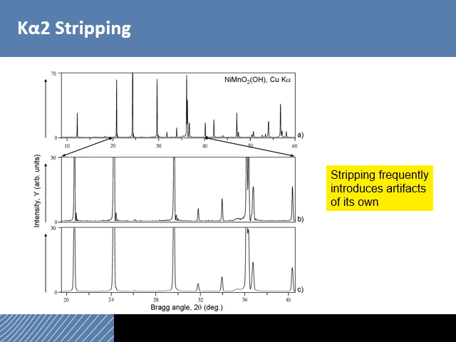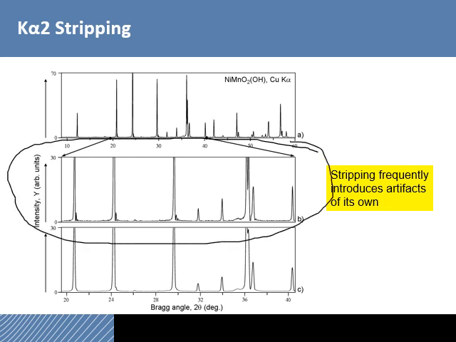K-alpha-2 stripping. Stripping does introduce artifacts of its own. You can mathematically deconvolute the peaks, because we know what the relative intensity of the K-alpha-2 peak is relative to the K-alpha-1 peak. But as you zoom into this pattern, you can see where we strip the K-alpha-2, you get these artifacts in the bottom, right? It really should look like it does in the bottom, but you just need to be aware of that.